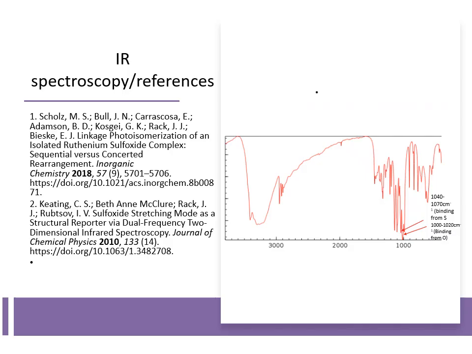IR spectroscopy can be used to differentiate between the 2 linkage isomers. When the sulfoxide bonds through the sulfur atom, the bond is less perturbed, which retains more double bond character and shifts the stretching frequency to a higher wave number of 1040 to 1070. And when it coordinates to the oxygen atom, the sulfur-oxygen bond is weakened due to electron density donation from the oxygen lone pair into the ruthenium center, which lowers the stretching frequency to 1000 to 1020 wave number.